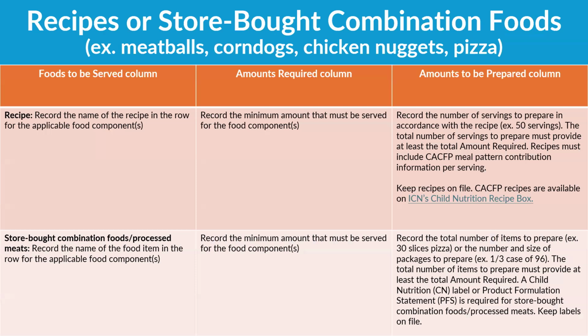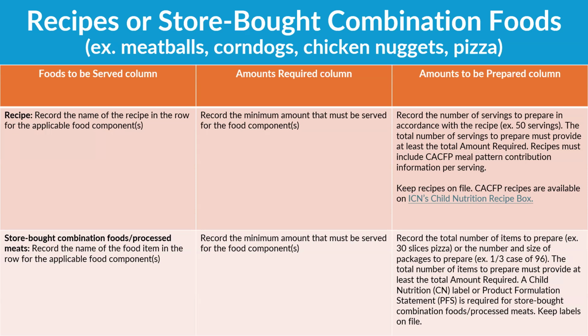All right, so using a recipe or serving store-bought combination foods or processed meats like meatballs, corn dogs, chicken nuggets, pizza, beef patties, this slide explains information on what to document on the production record for these foods. For time purposes, I am going to just keep moving forward, but do feel free to either screenshot this slide or come back and pause on the recording.